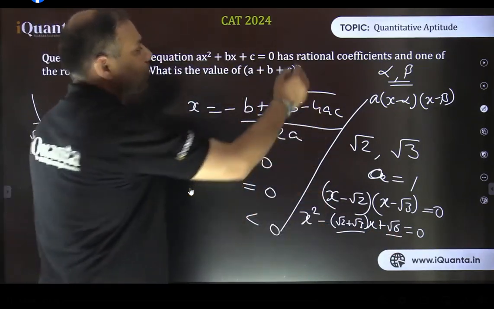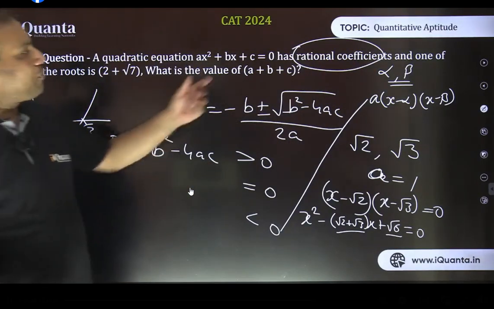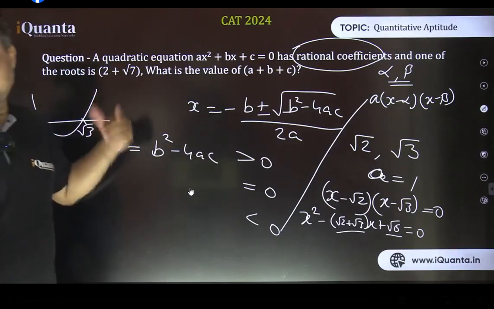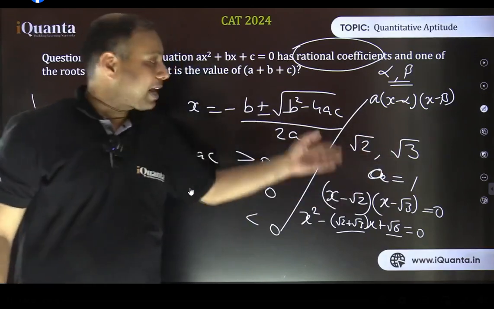Fine. So if the coefficients are rational, only then this is going to happen, otherwise not. I repeat, only when the coefficients are rational, or basically integral we can say in general, only then will these conjugate pairs, conjugate surds be there, otherwise not. Otherwise, both roots can be irrational and can be different numbers as well, as we have taken in this example.